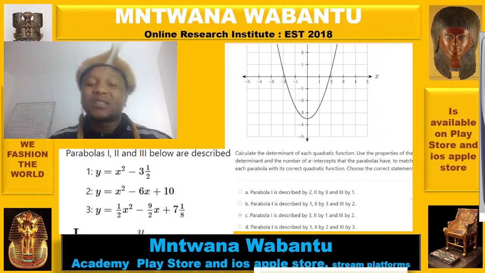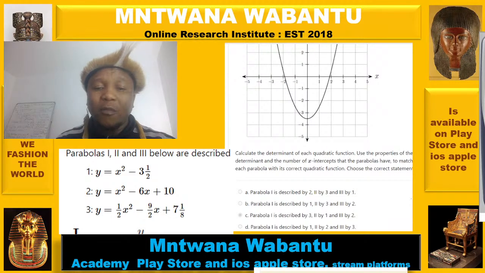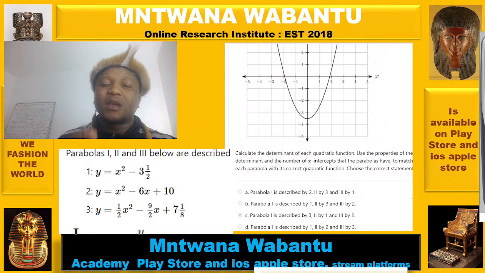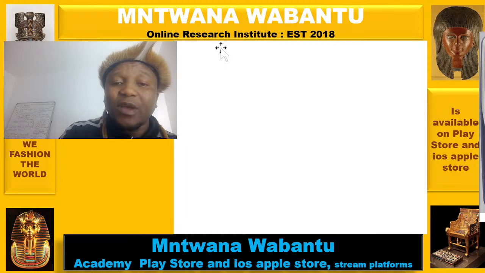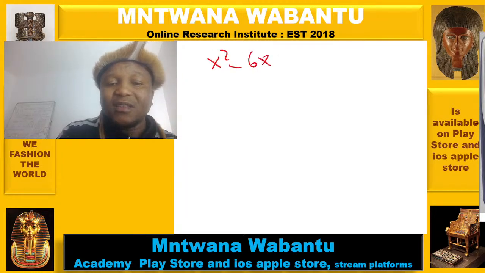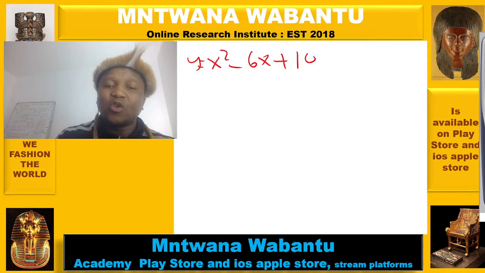Now let's get to the business. I'm going to show you using the formula and using the calculator. Let's start with the formula, with the second equation. I'm going to copy the second equation, which is x squared minus 6x plus 10. So let me go to the next page. x squared plus 6x plus 10.